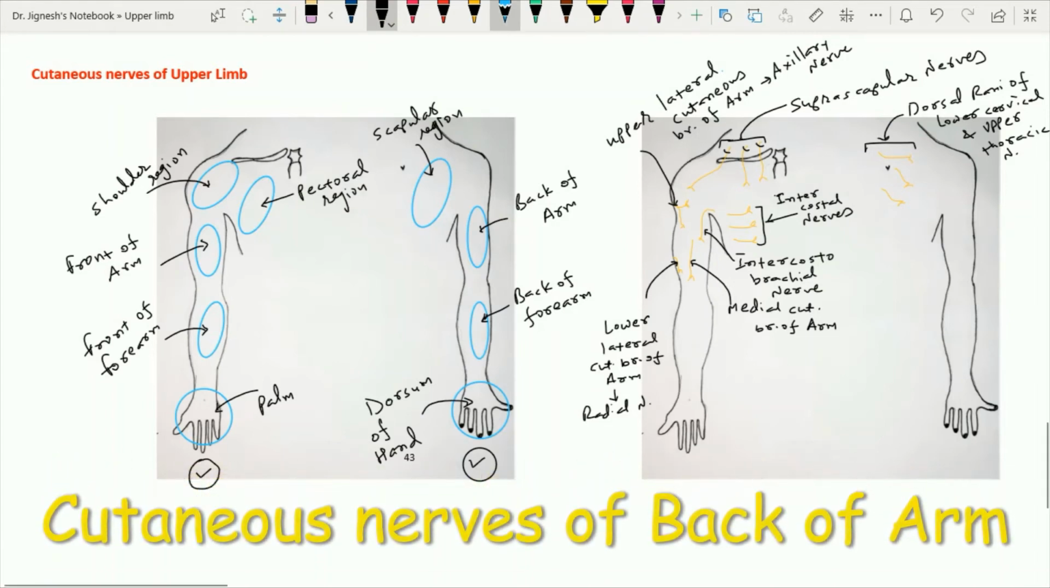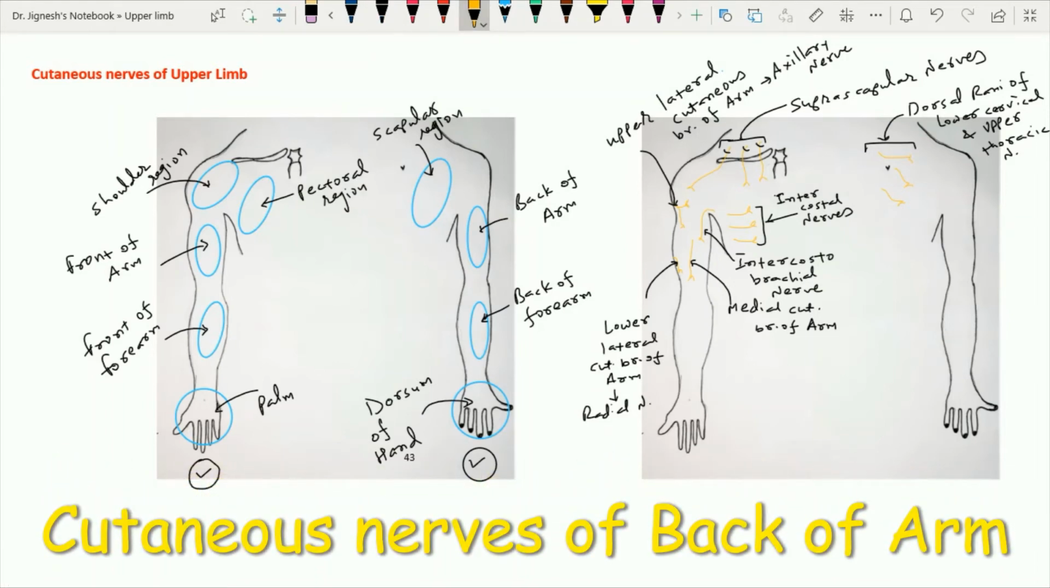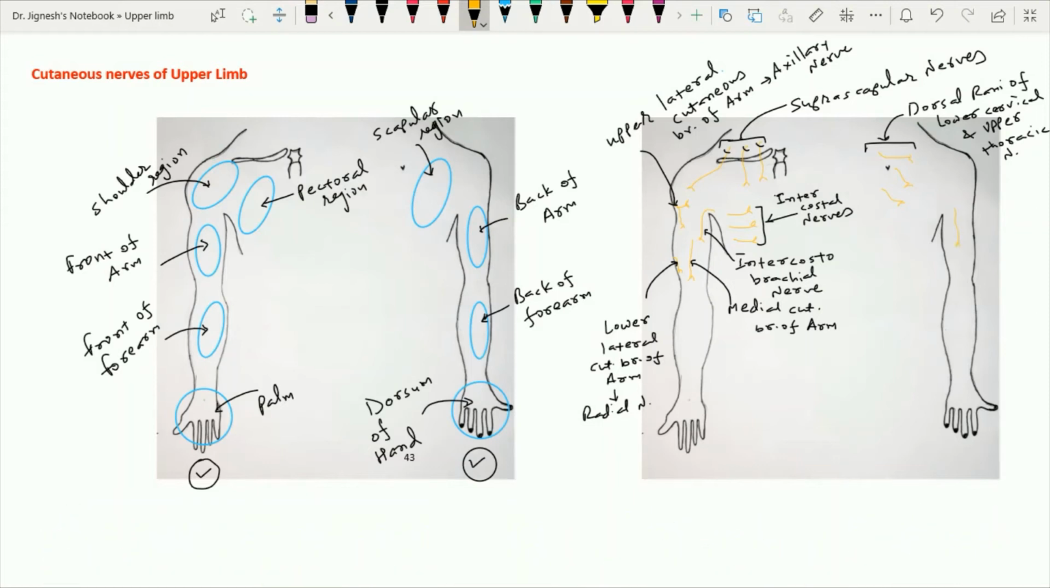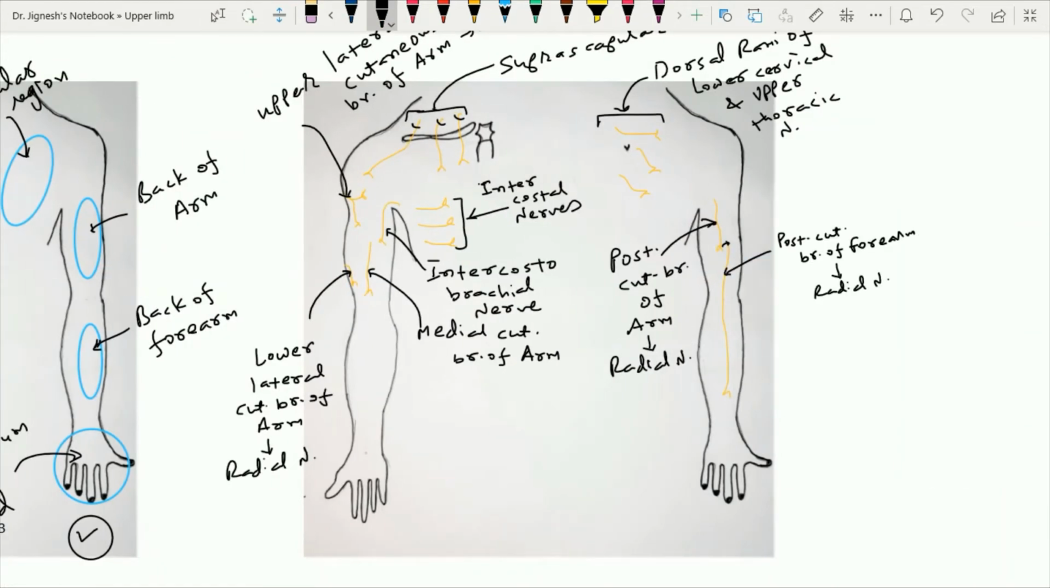When we see the back of the arm, it is mainly supplied by the posterior cutaneous nerve of the arm, which is the branch of the radial nerve from the axilla. Along with this posterior aspect of the arm, it is also going to be supplied by the posterior cutaneous nerve of the forearm, which is actually given off in the arm and going to supply the back of the forearm, which is also a branch of the radial nerve. Along with these two nerves, this back of the arm is also going to be supplied by the nerves from the front of the arm.